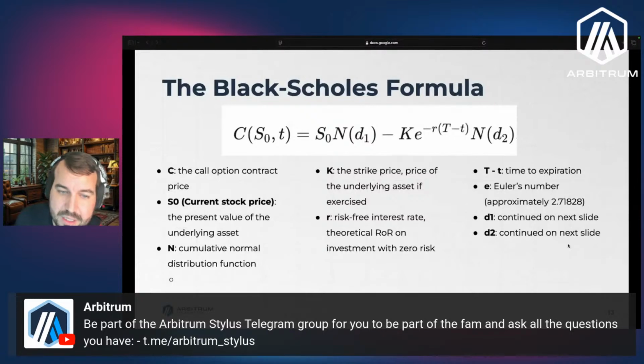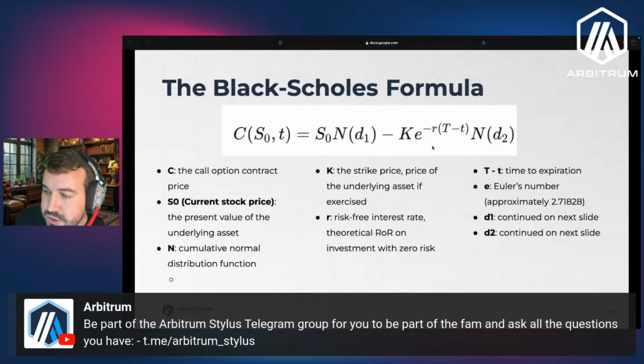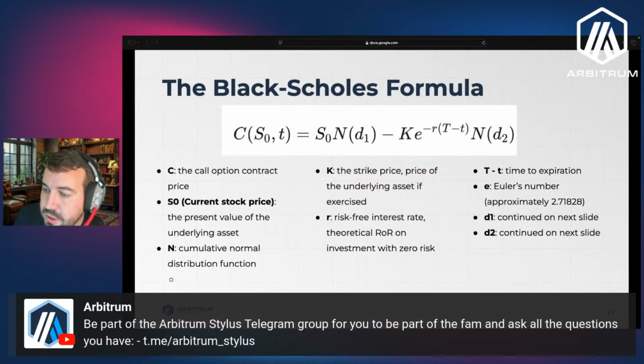The E symbol is Euler's number. That's 2.71828. I'm sure you've seen that in either physics or math somewhere. It shows up in nature all the time, and it shows up in financial markets too. It is raised to the power of the negative of the risk-free interest rate, which is the theoretical rate of return on a zero-risk investment, multiplied by the time to expiration, which is how much time the option has left, if it has 6 months, if it has 1 year. And that is all multiplied by the cumulative normal distribution of D2.